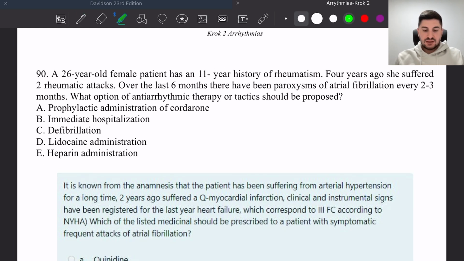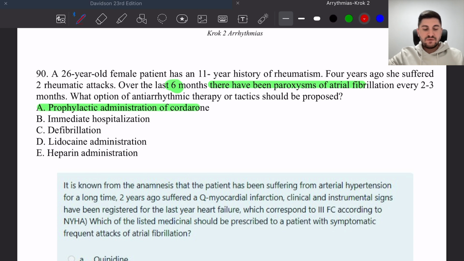This female patient has an 11-year history of rheumatism or rheumatic heart disease. It's a disease affecting valves, for example, the mitral valve. Over the last 6 months, this patient is having paroxysms of atrial fibrillation. So every 2 or 3 months, you have these palpitations, and when they do ECG, it's atrial fibrillation. So what we should propose in this case is amiodarone, as we spoke, prophylactic or preventive administration of Cordarone. Cordarone is amiodarone.